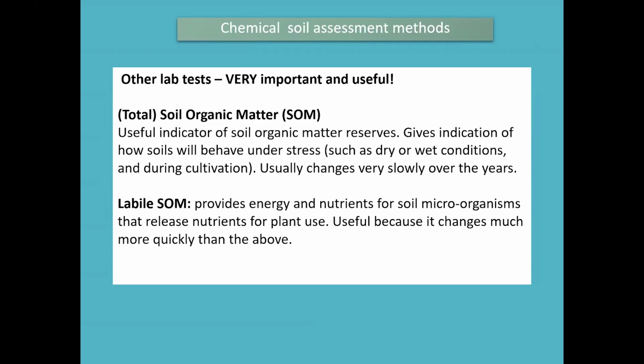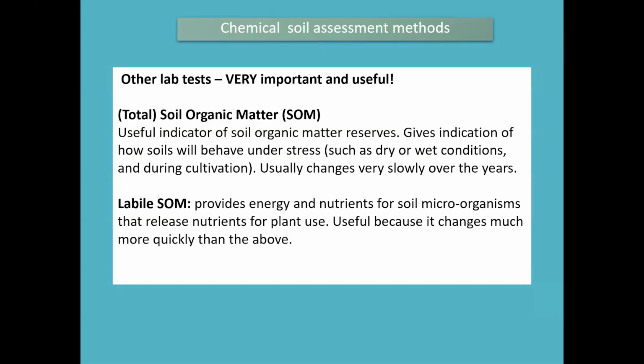Other extremely important tests, of course, soil organic matter. There's various methods that you could use. The most commonly used method is what's called the loss on ignition method. That's just where the lab burns off the soil organic matter and measures the weight loss. It's a very, very useful indicator of organic matter reserves, and it gives an indication of how soils will behave under stress, such as dry conditions or wet conditions or traffic. It usually changes very slowly over the years.